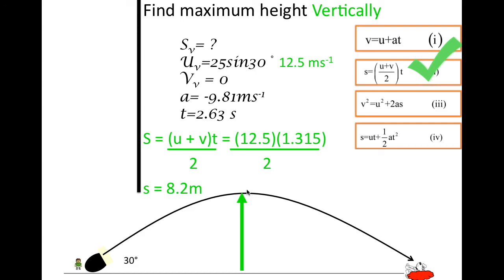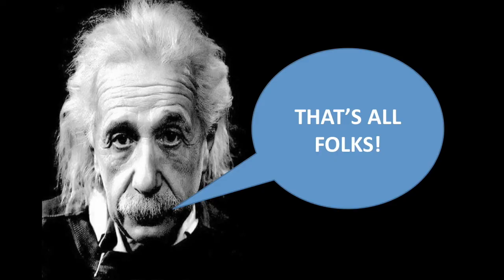So when you solve for that, you will get a total of 8.2 meters for the height of the trajectory. And pretty much that's it, so just be prepared to use this in class.